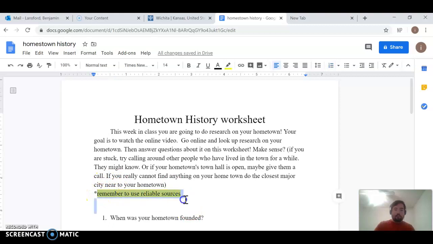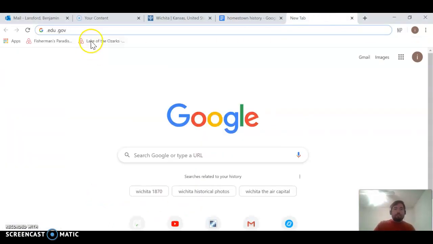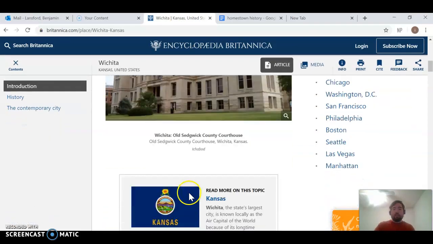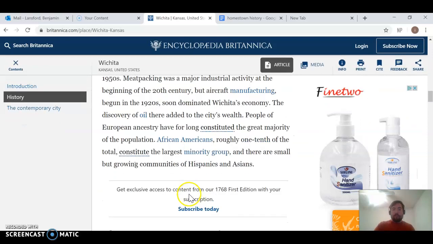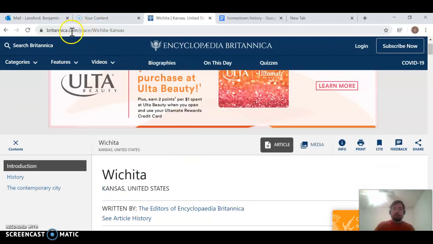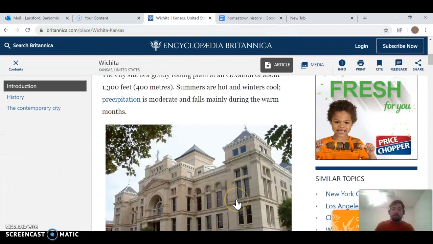Also, let's talk about reliable sources really quickly. Remember, we're looking for .edus and .govs for the most part. These resources are probably going to be the most reliable. Remember, .coms and .orgs aren't necessarily off the table, but use your wise judgment to figure it out. Like the Encyclopedia Britannica, right? The Encyclopedia Britannica is a really good resource, and it has a lot of good information. For instance, this is the page about Wichita, right? But it is a .com, so there are some useful .com sites, but use good judgment to try to figure out which .com sites are good and which are bad, right?